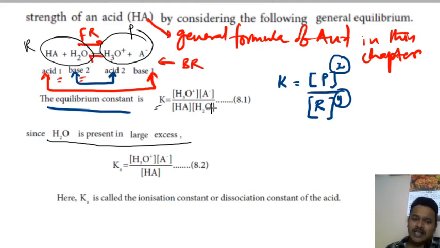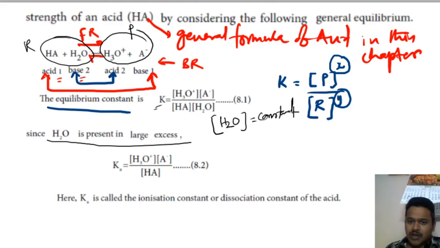So this H2O concentration we consider as a constant. What do you consider? Constant. So that constant, already K is a constant. What is the expression I can write now? See here, already K is there, K into this H2O is there, no, I will send that to the other side.